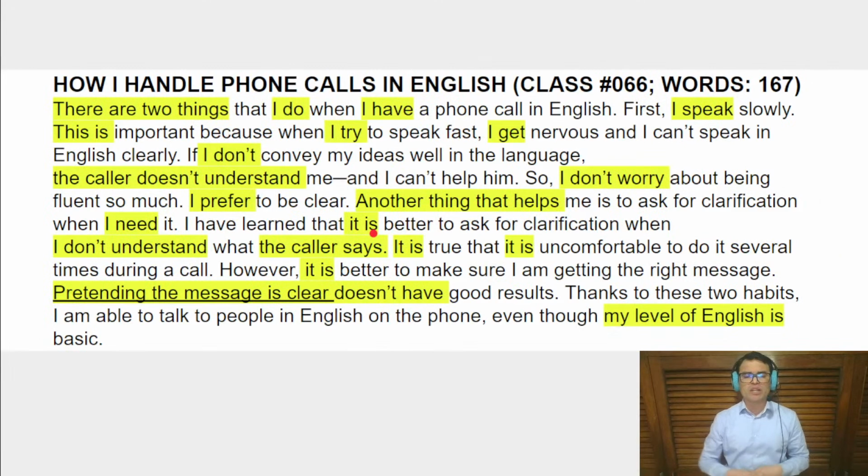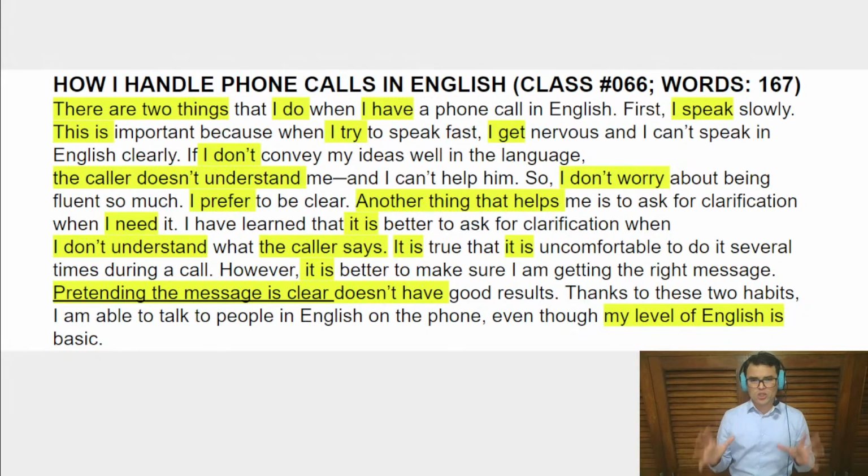Here we have examples of the simple present. You see the subject and the verb in all cases. Look, there are two things. The subject, two things, and then you have there are. I do. I have, I speak, this is, I try, I get. I don't convey. Convey should be in yellow there. The caller doesn't understand. Here the subject is the caller, and it's in negative. Doesn't is your auxiliary. Understand is the verb. I don't worry, in negative. I prefer. Another thing that helps me is.